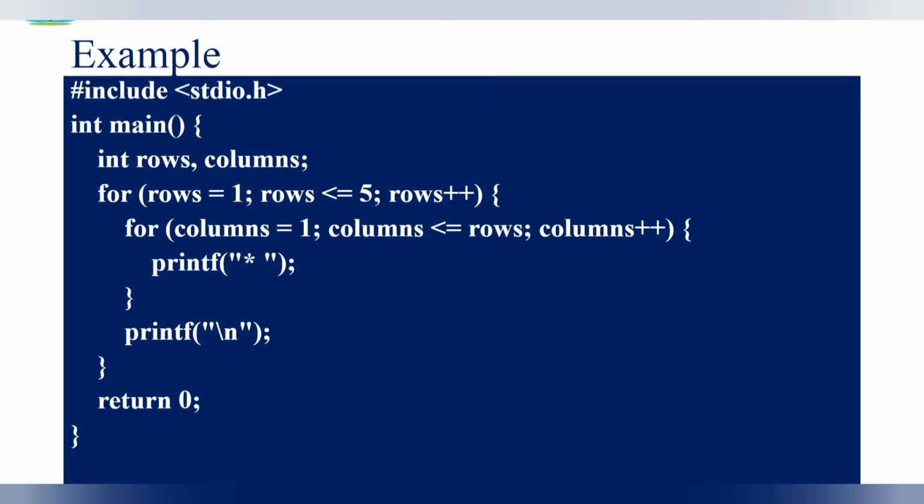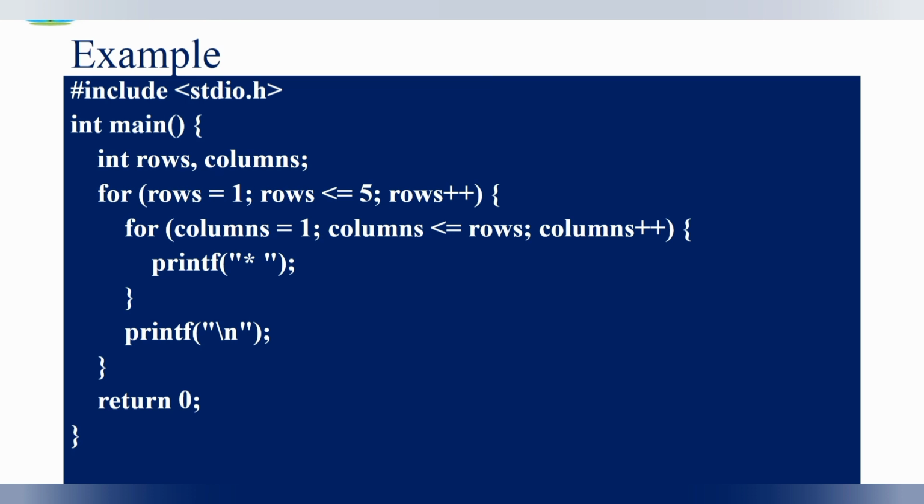Here we have two variables, rows and columns, that are declared to specify the number of rows and columns in the pattern. The outer for loop is used to iterate over the rows, and the inner for loop is used to iterate over the columns. Inside the inner loop, the printf function is used to print a star symbol. After the inner loop completes for each row, printf with \n is used to move to the next line, creating a line break between rows. The outer loop continues until all rows have been printed.